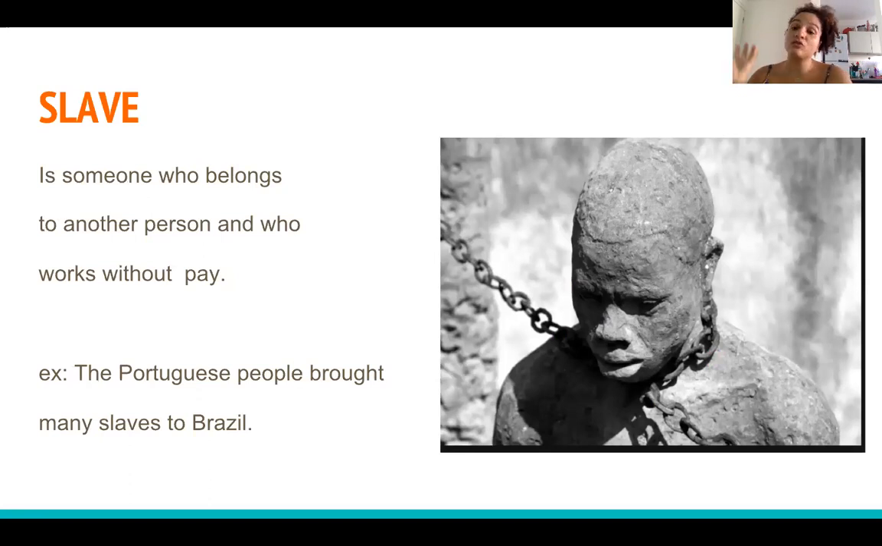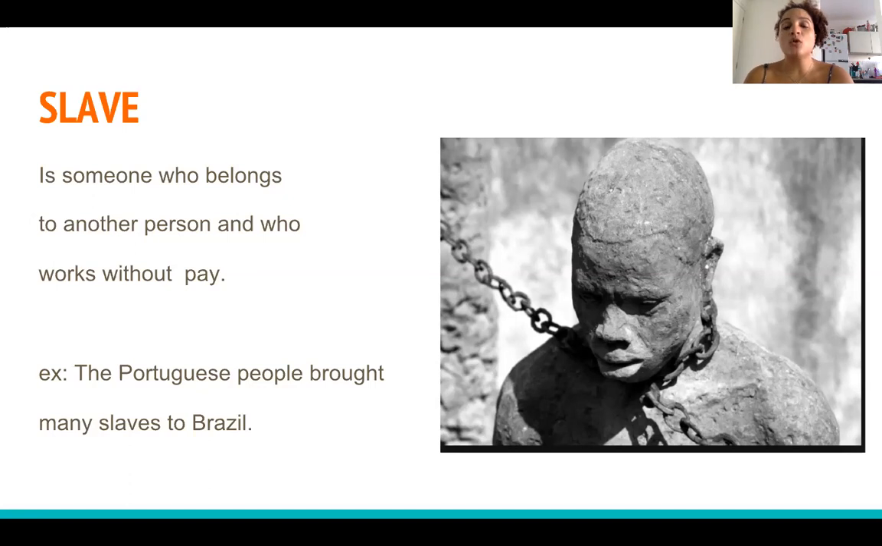Right? So they went to these countries, they got these people, and they enslaved them. They become their possession, and they were forced to work, and they didn't receive a penny, okay? They were working there, they were suffering, they were being beaten, and they suffered a lot, okay? So this is an example. The Portuguese people brought many slaves to Brazil, okay?